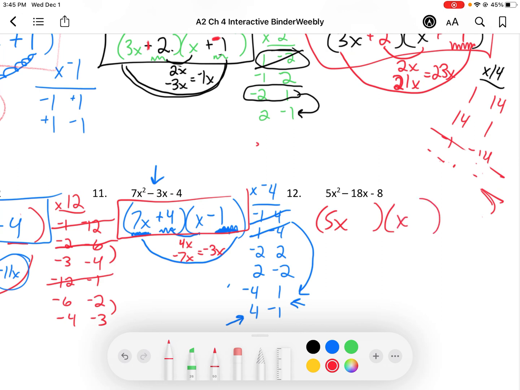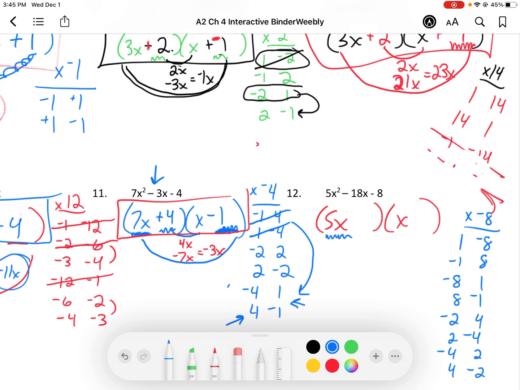5x squared you get by taking 5x times x. I'm going to go back to that blue because I like that blue so much. I'm trying to multiply to -8. So +1, -8, -1, +8. Switch the 8 and the 1 around. And then put negatives with each of those respective options in the partner pairs. Then we also have 2 and 4. And 4 and 2. Alrighty.